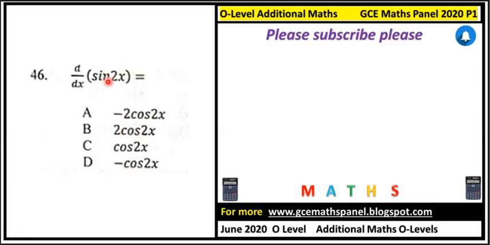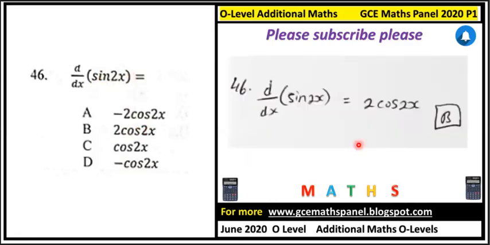Now, to differentiate this thing completely, you have to first of all differentiate the core. The core here is 2x. When you differentiate 2x, you have 2. Then times the derivative of now this function of sine 2x, which is cos 2x. That gives us 2 cos 2x.